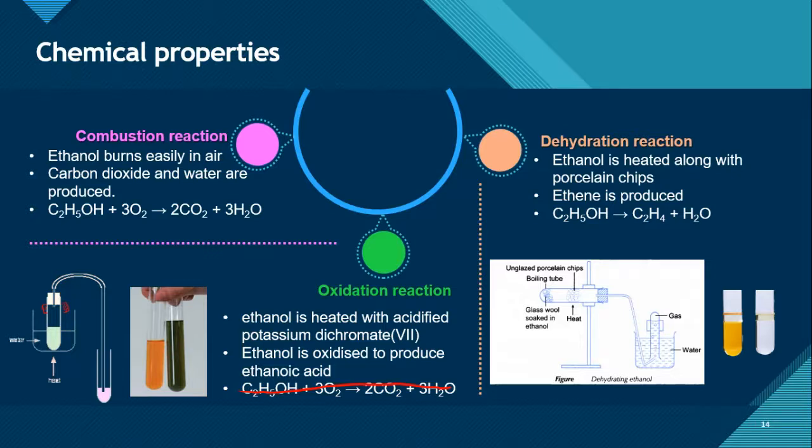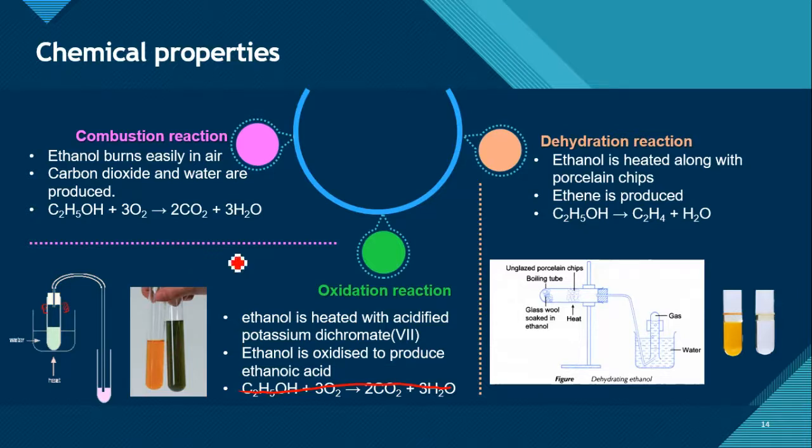So the OH group will be removed together with another hydrogen from the ethanol, so that at the end the products are water and also an alkene. In this case, if you are using ethanol, you will get ethene as the product. Okay, you get ethene gas as the product.